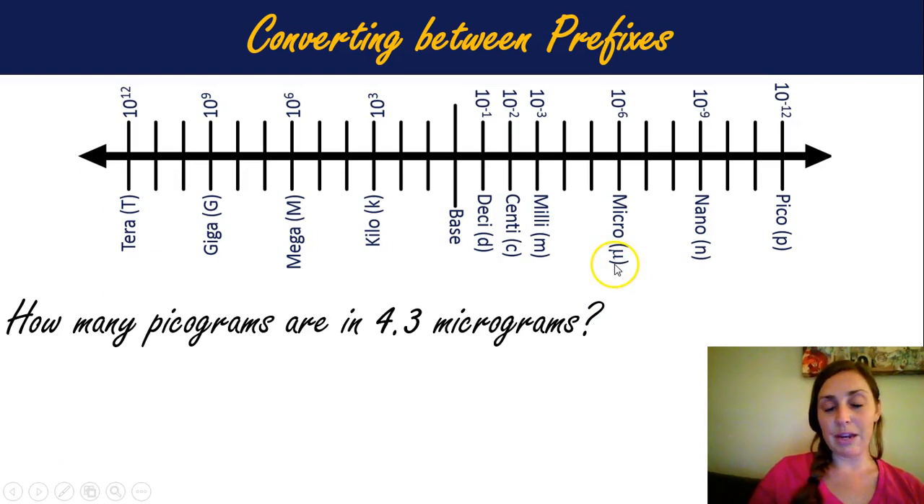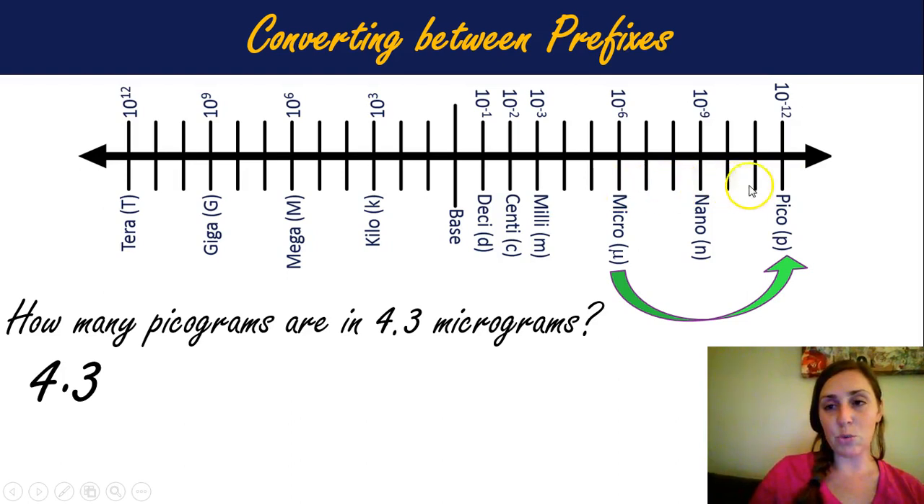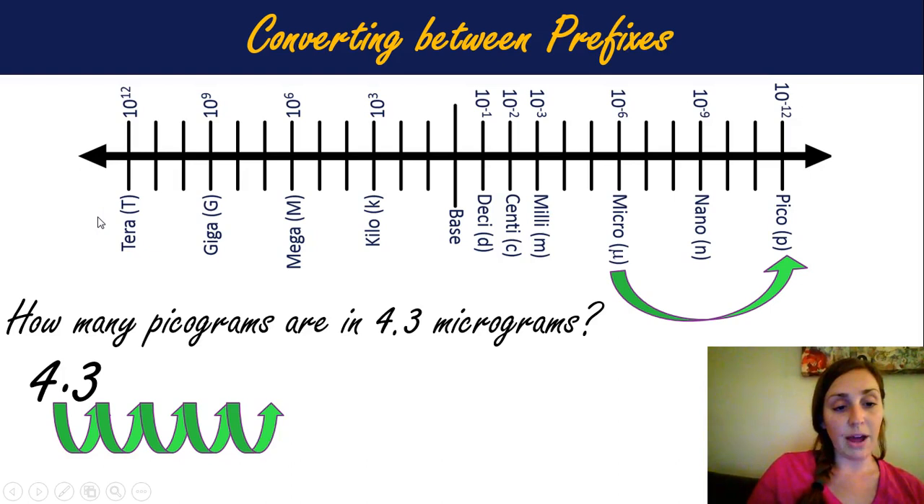So here's micrograms, that's where you're starting, and you're going to picograms. So you're going over to the right. And that means you're going to move your decimal to the right as well. So let's write our number, 4.3, and I'm going to move it however many times the difference between these is. So the difference, and that's absolute value, so don't worry about negatives, just what is the difference between this 6 and 12 is 6. So I'm going to move my decimal 6 spots to the right. 1, 2, 3, 4, 5, 6.